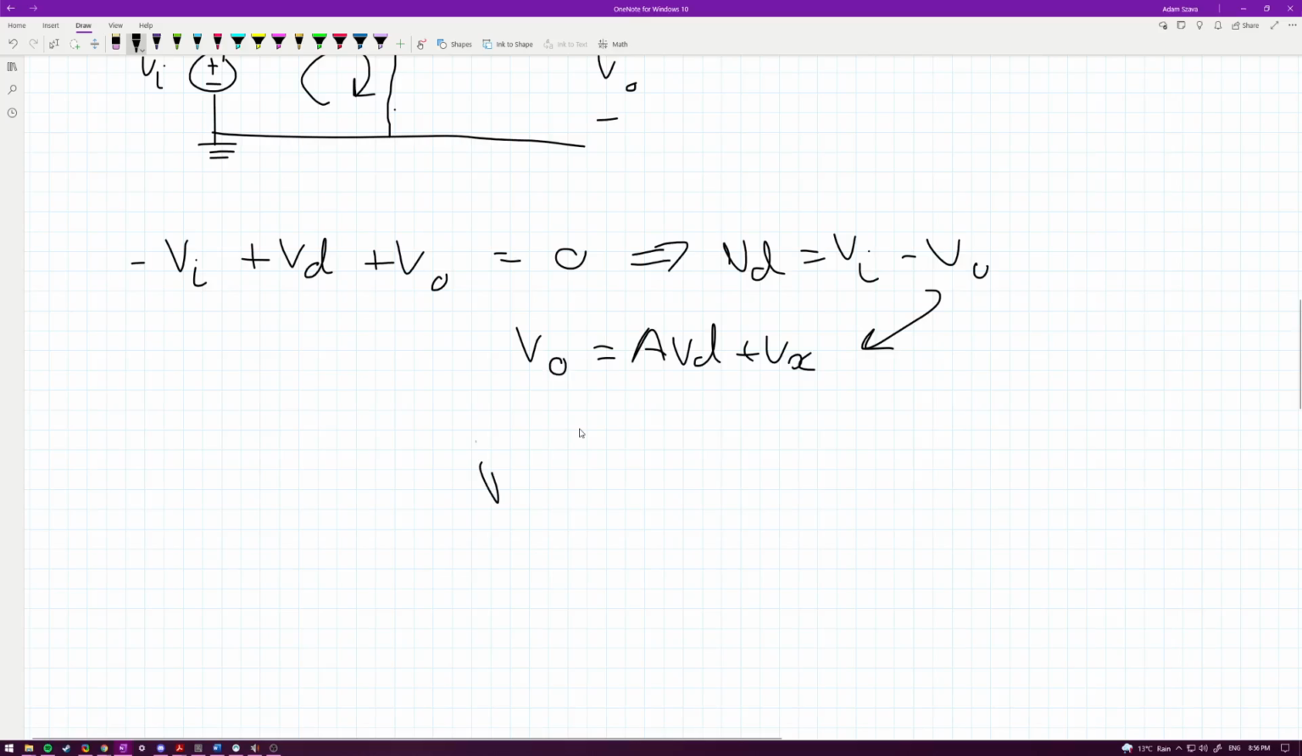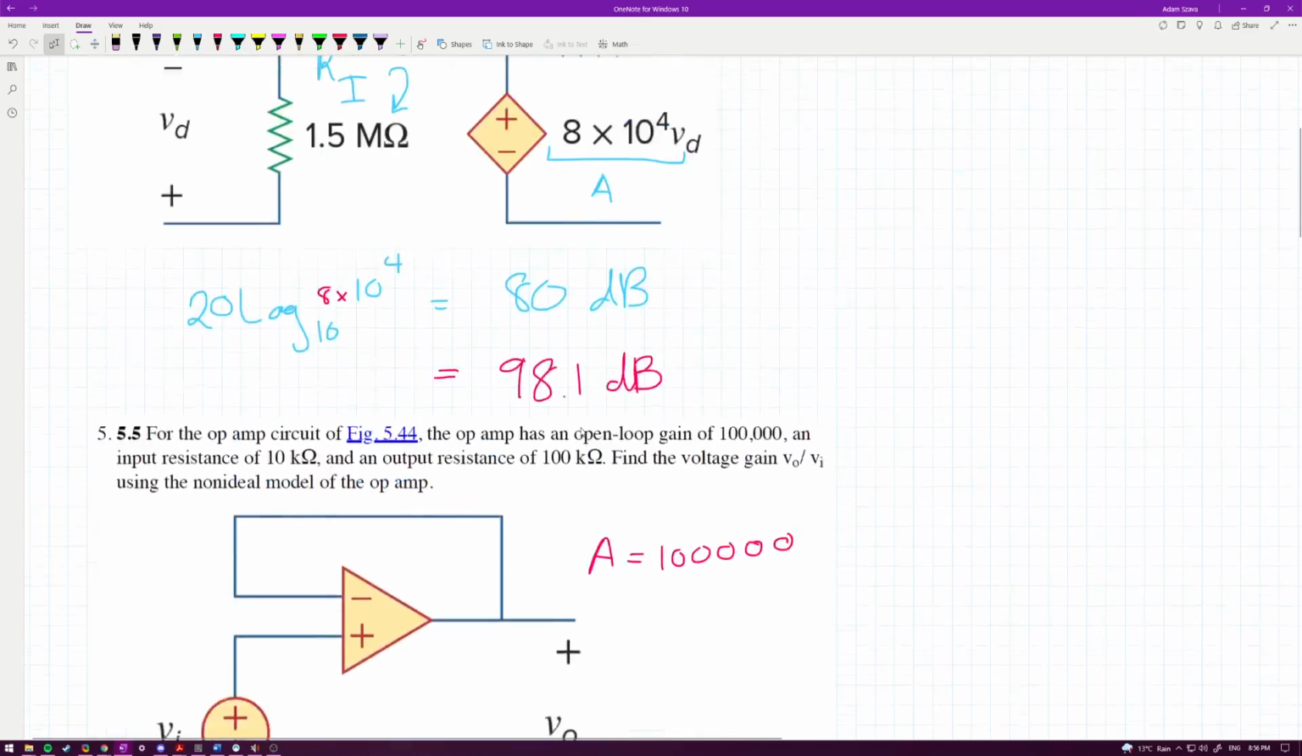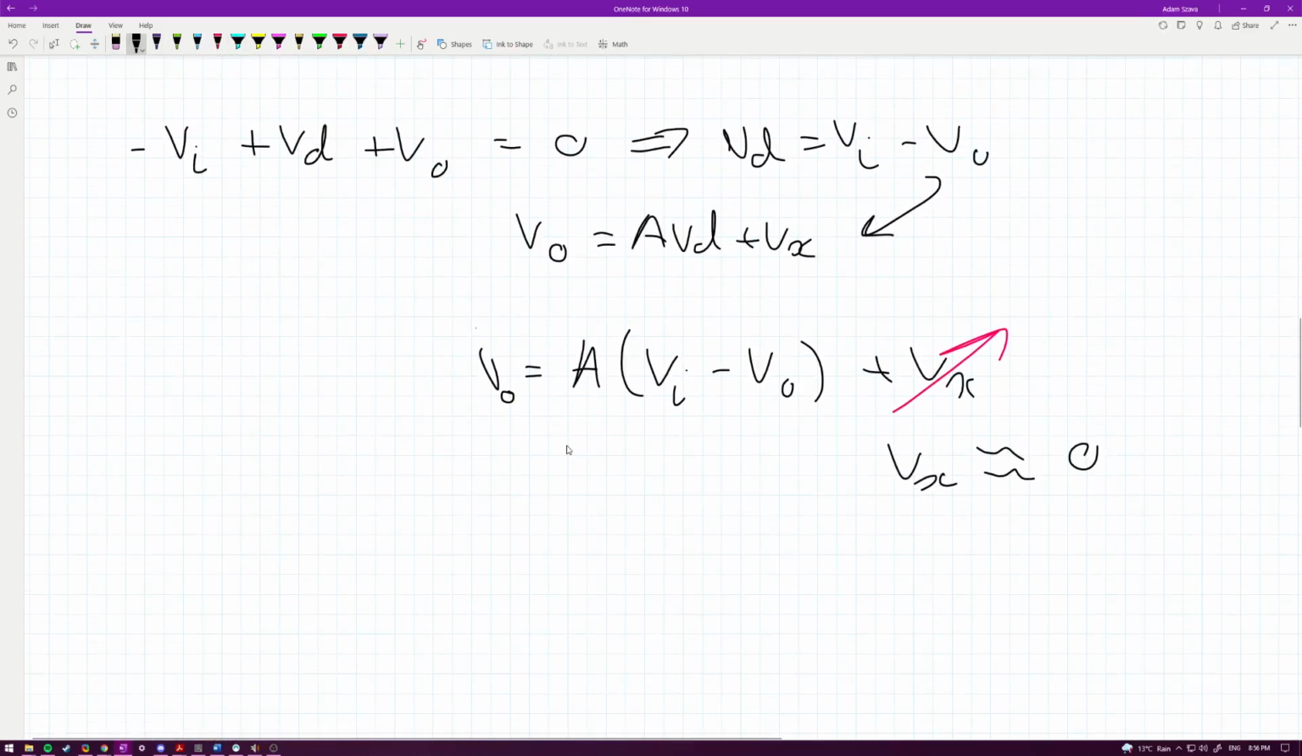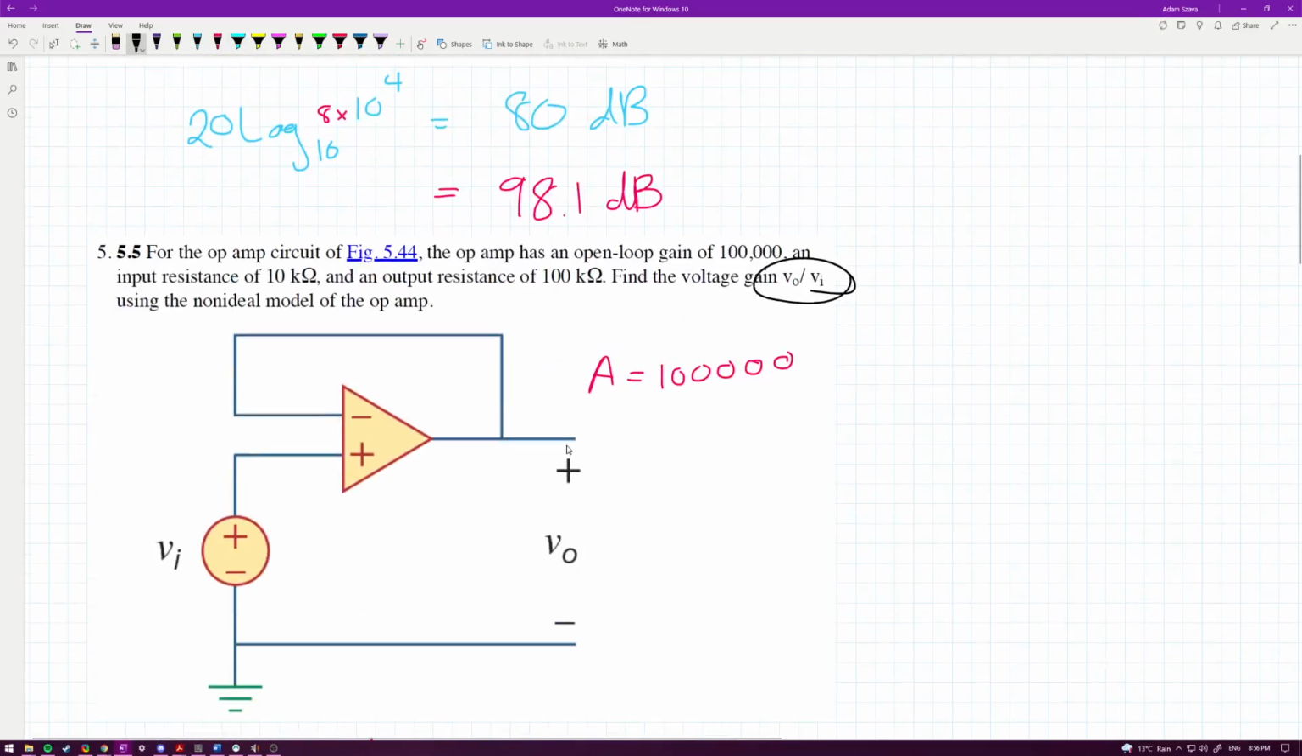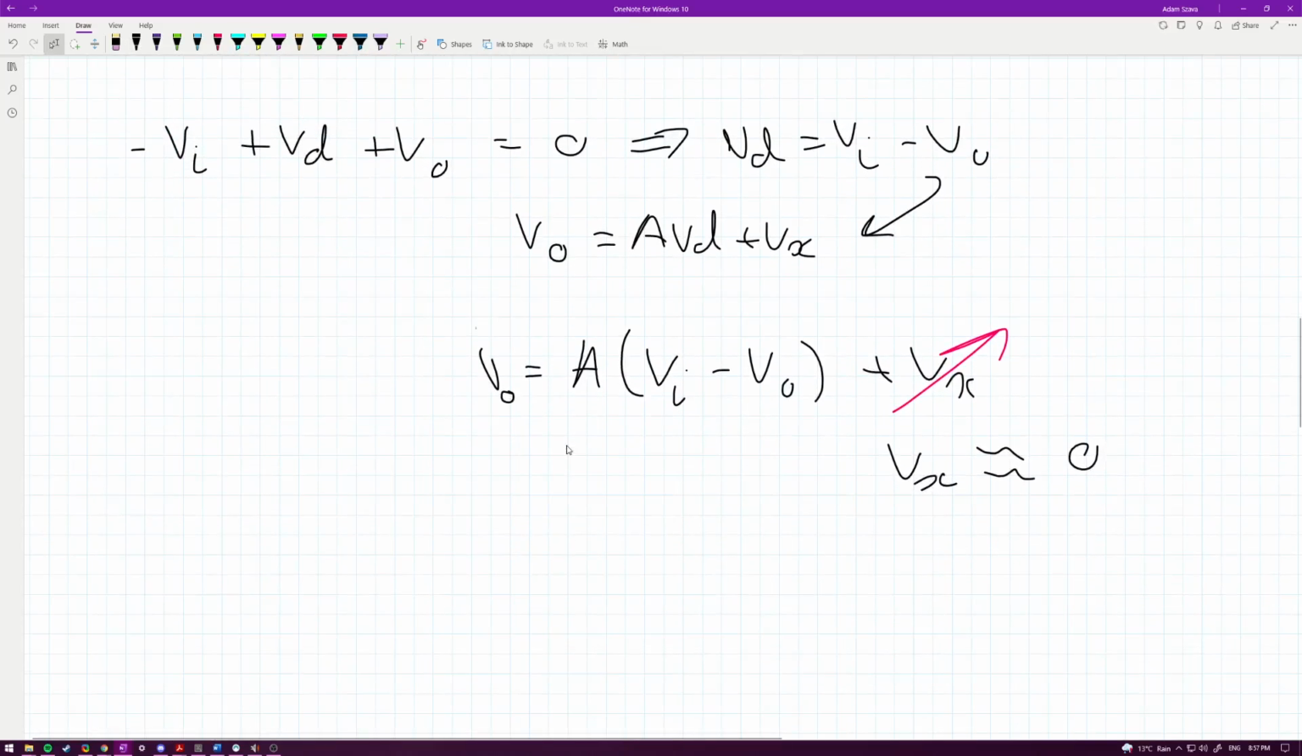VO equals A VI minus VO plus VX, but VX is, I guess, negligible, so we can just take that away. Are we asked to find the ratio of VI over VO, or VO over VI? Okay. So that's why we're subbing in VI minus VO for VD, right? Yes, because we want to get rid of VD. Okay, makes sense.